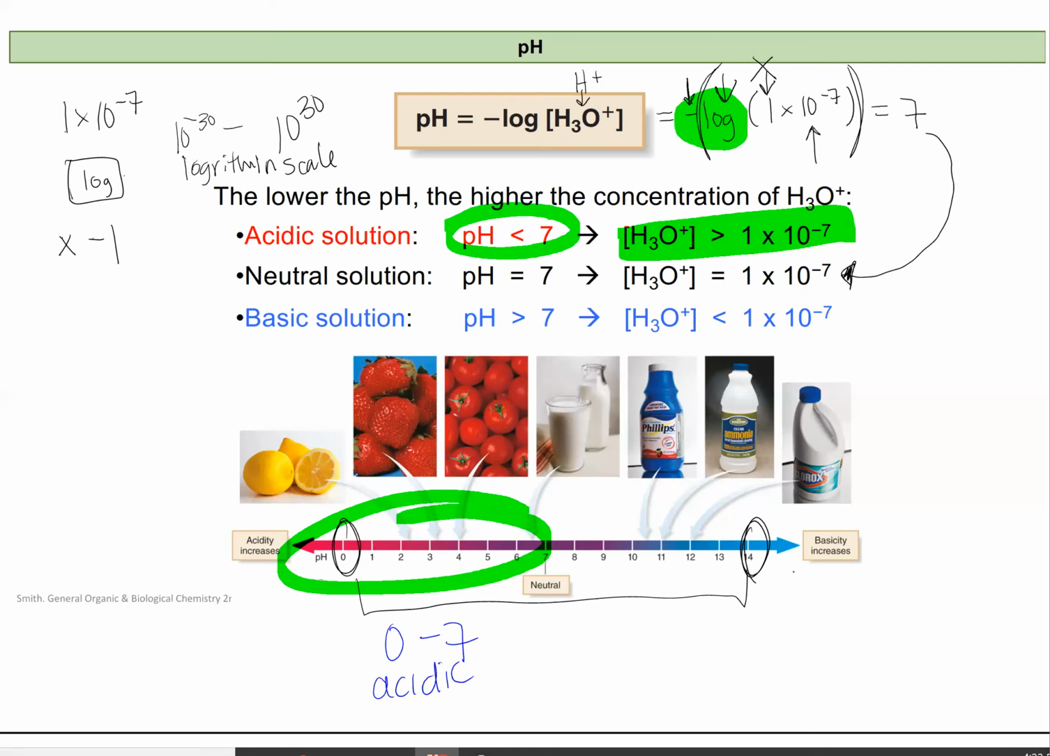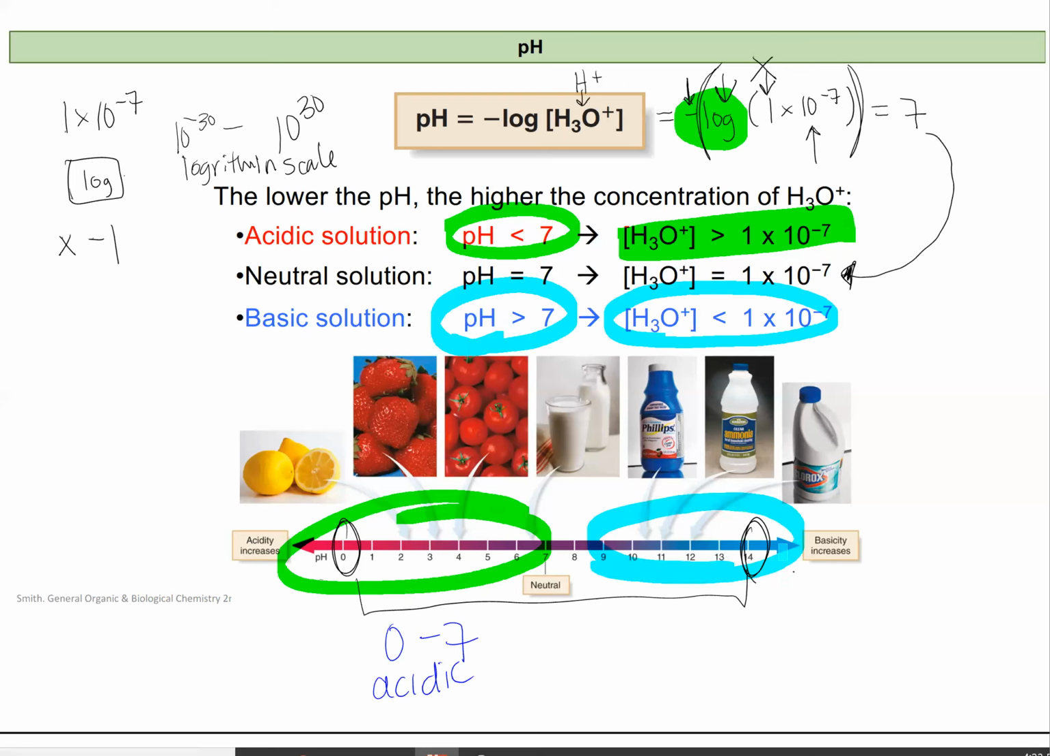Now, if it's a basic solution, that H3O plus, that hydronium ion concentration, will be smaller because we'll have hydroxide ions around. So it'll be less than 10 to the negative 7. And if we plug those values into our pH equation and take the log of them, we'll end up with a pH that's larger than 7. So basic solutions fall in the 7 to 14 pH range.